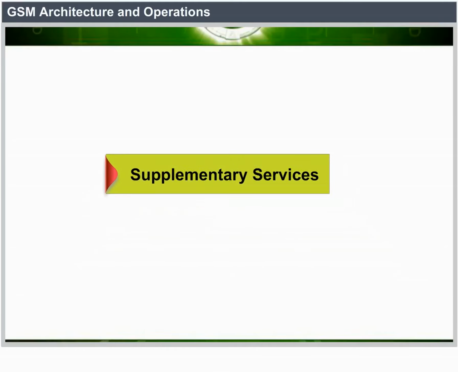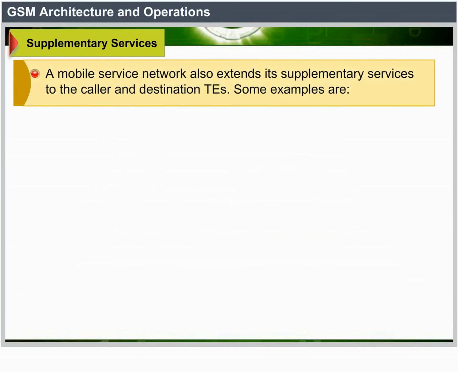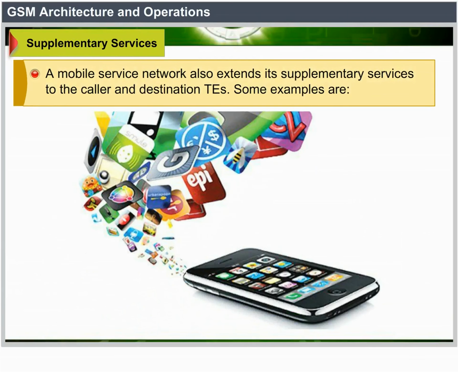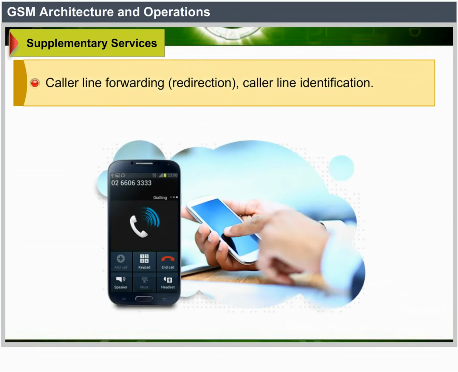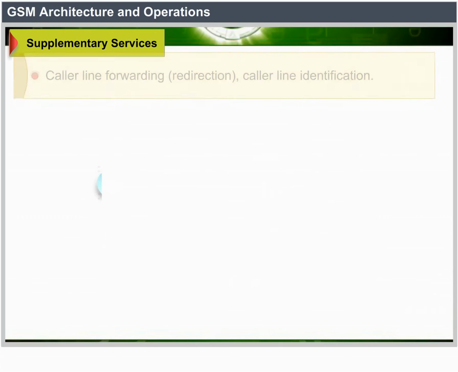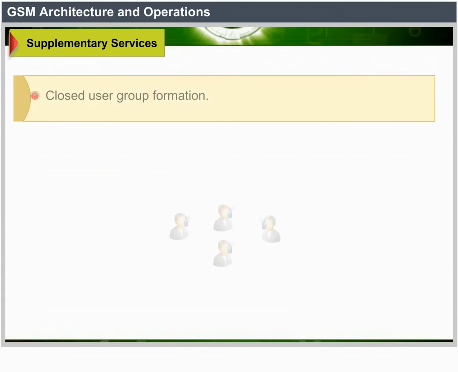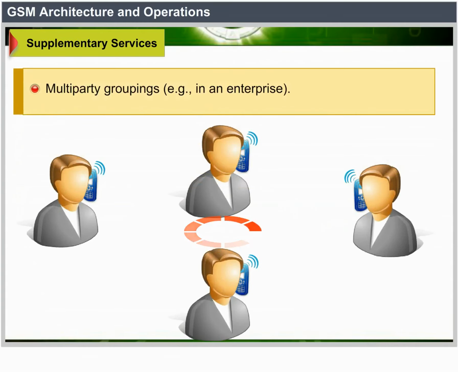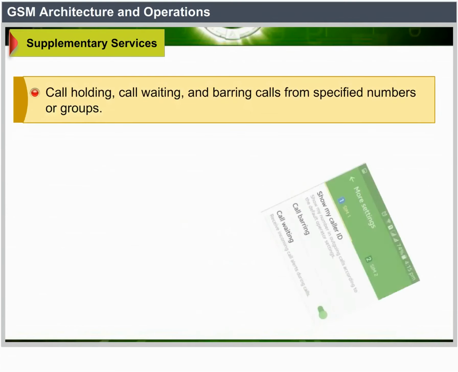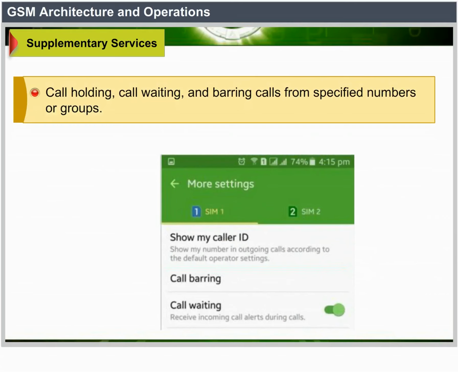Supplementary services. A mobile service network also provides supplementary services to the caller and destination TEs. Some examples are call forwarding, redirection, caller line identification, line identification to the caller, closed user group formation, multi-party groupings. For example, in an enterprise, call holding, call waiting and barring calls from specified numbers or groups.